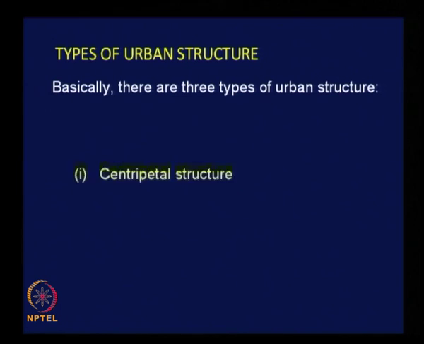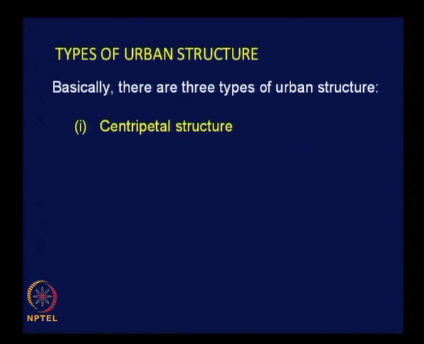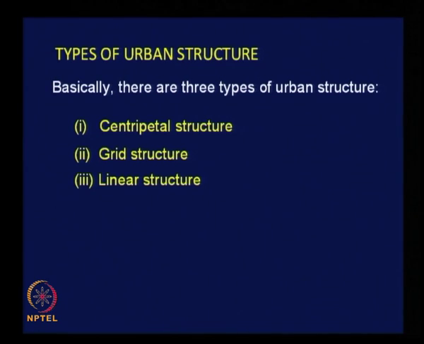We know now that we have classified the roads into 4 categories, starting from expressways or freeways, arterials, collector streets and local streets. With this background information, we are going to study and understand the 3 different types of urban structure that I just showed you in the previous class. The 3 types of urban structure are: number 1, centripetal structure, number 2, grid structure, and then number 3, linear structure.